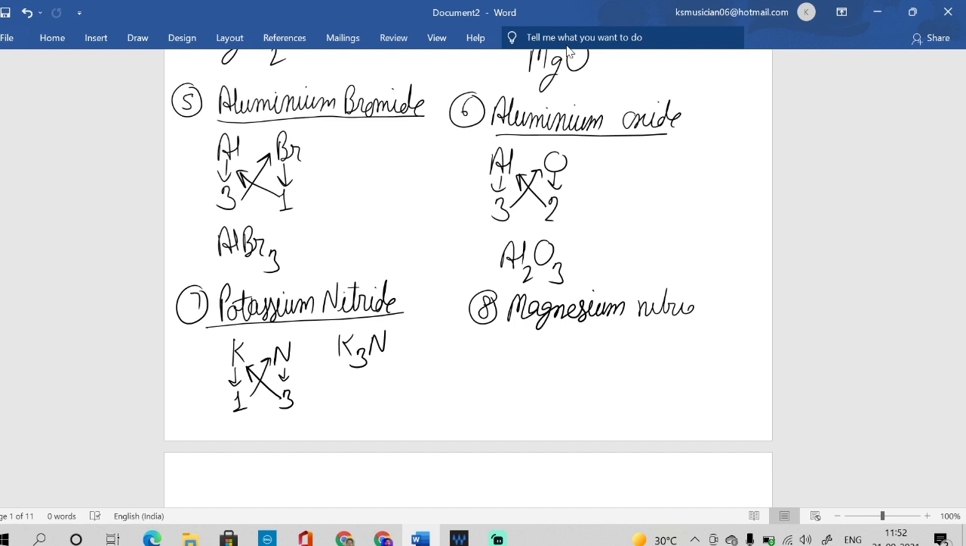If you want to write magnesium nitride, magnesium nitride, same, it is 2 and it is 3 valency. So it will be Mg3N2. It is magnesium nitride. So you can write any formula for the compounds here.